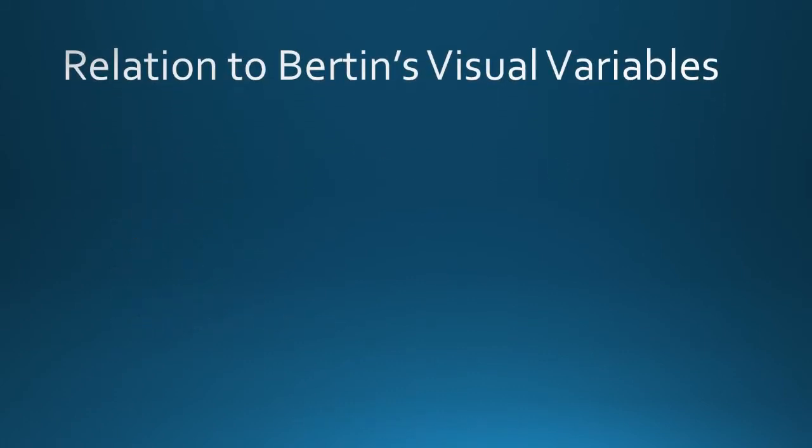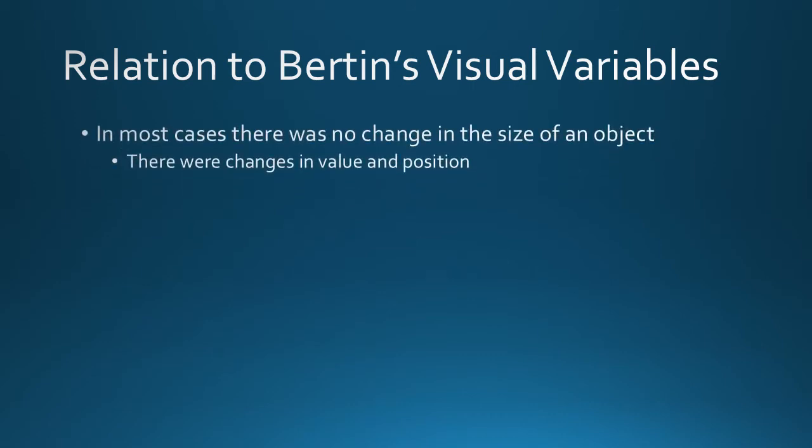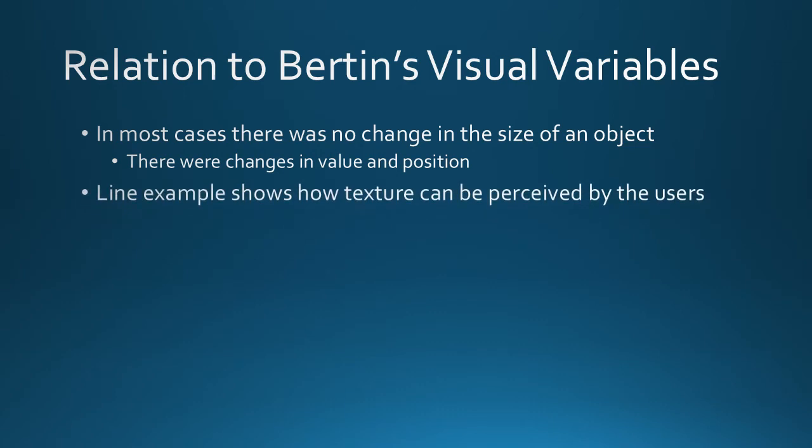How do these relate to Bertin's visual variables? In most cases, there was no change in the size of the object. Only the value and position were changed. The line example shows how changes in texture can give us depth of field. And the superimposition example shows continuity. It shows how the brain closes the object that is hidden, assuming that it is rectangular in shape.